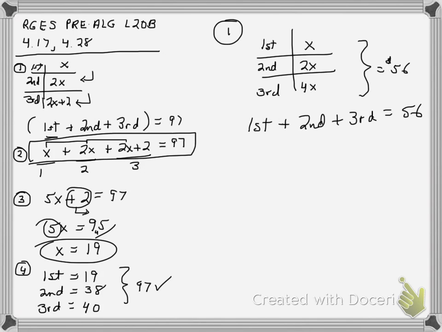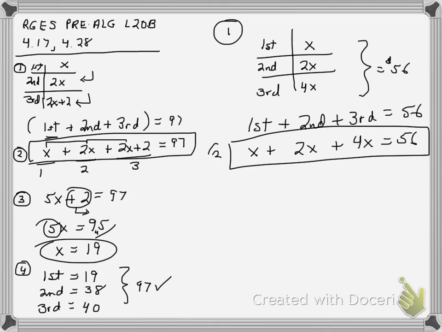Now, let's plug it in. The first week is X. The second week is 2X. The third week is 4X. And altogether, that will equal 56. And at this point, I have my equation, which is step 2. Step 3 is to solve the equation.